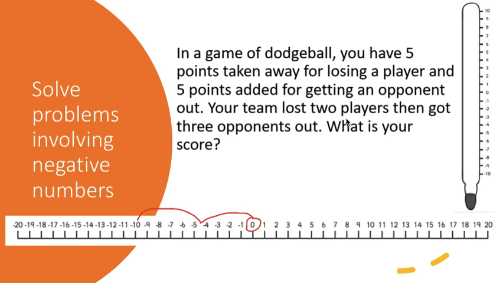So we lost 2 players, so we lost 10 points. And then we got 3 of the opponents out, so we add on 5 for each of those. And our final score for the game is 5 points. We win. A little bit complicated there, but sometimes you can jump up and down the scale to find out your answers.